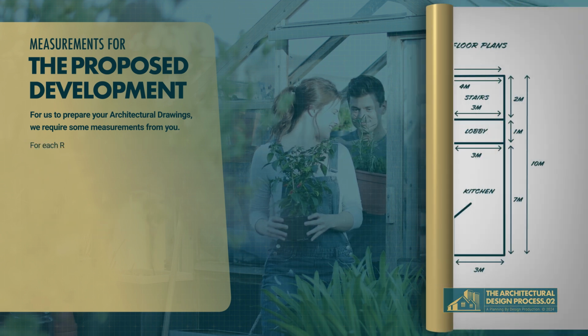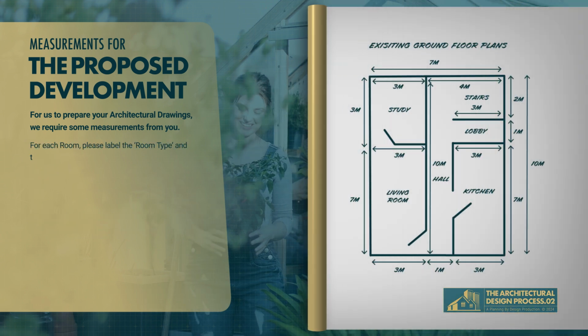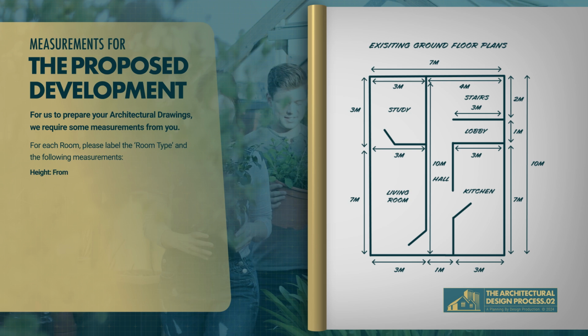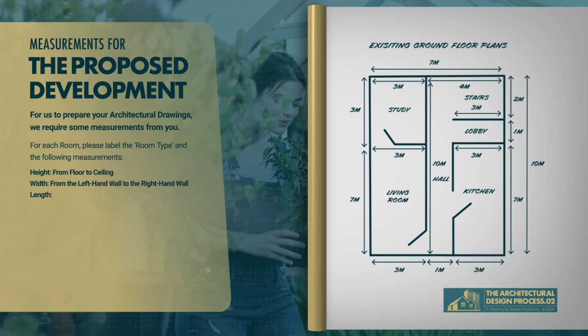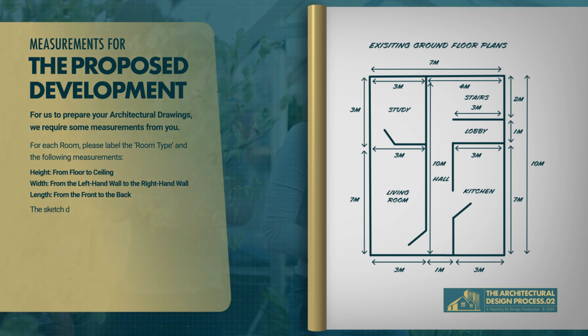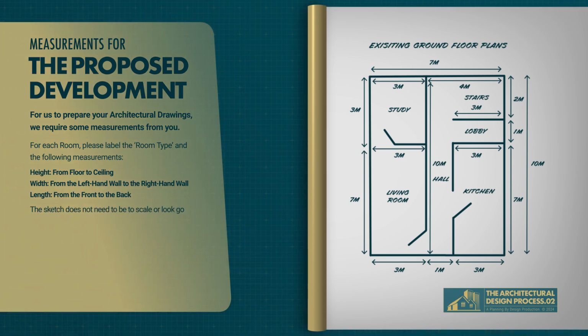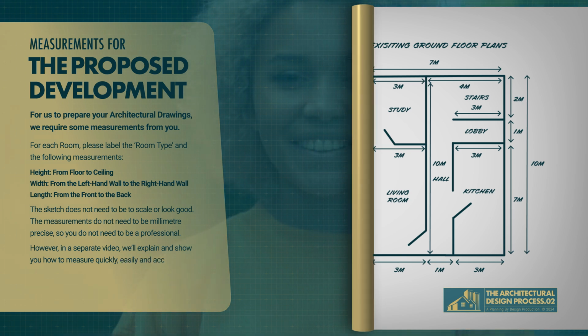For each room, please label the room type and the following measurements. Height, from floor to ceiling. Width, from the left-hand wall to the right-hand wall. Length, from the front to the back. The sketch does not need to be to scale or look good. The measurements do not need to be millimeter precise, so you do not need to be a professional. However, in a separate video, we'll explain and show you how to measure quickly, easily and accurately.